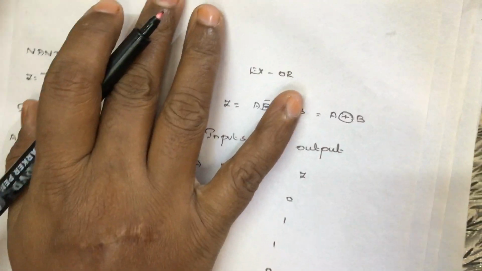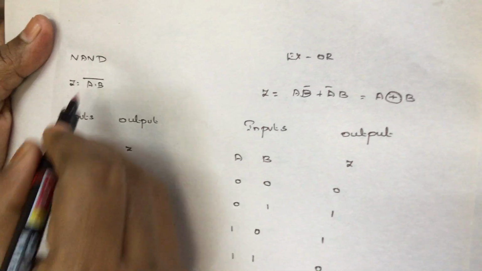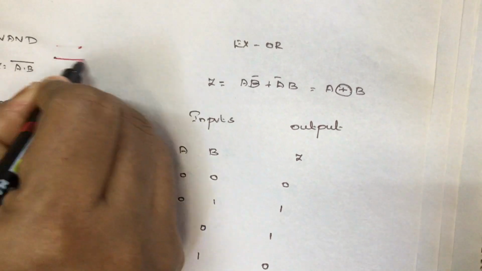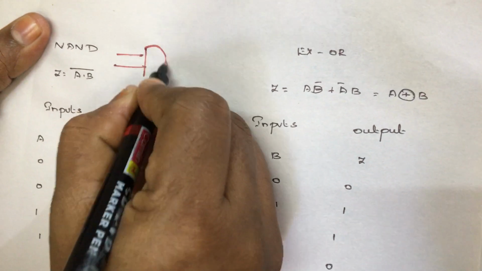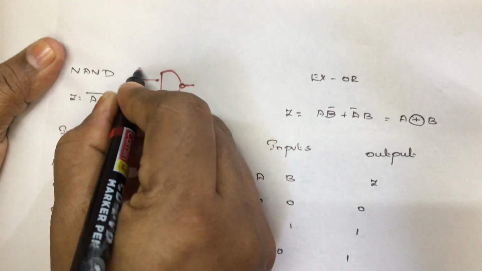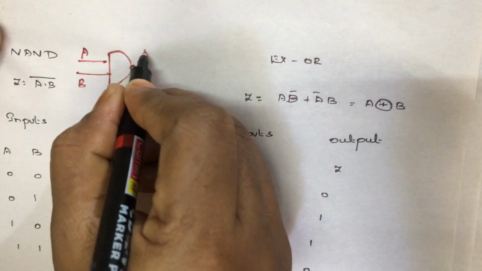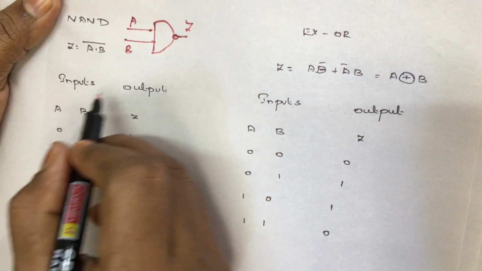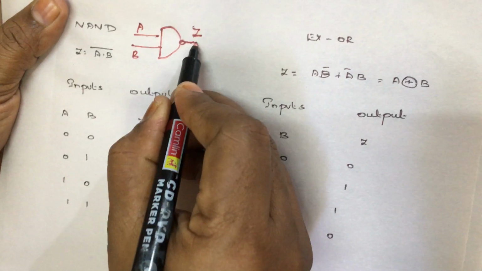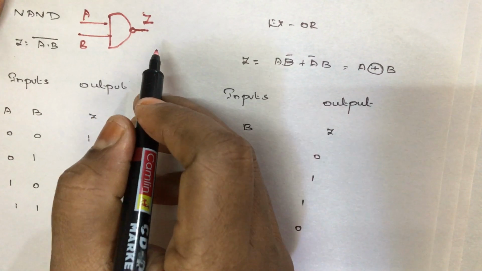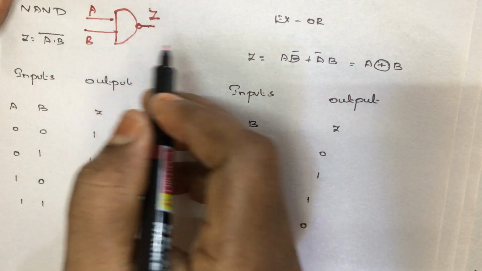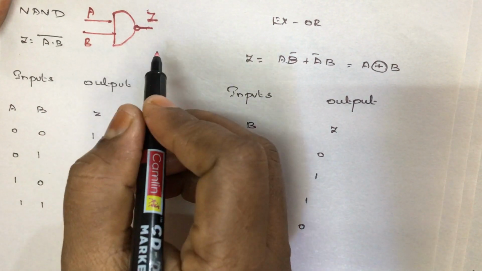And coming to the next gate, it is nothing but the NAND gate. For the NAND gate, we give the symbol as this. The inputs are A and B, and the output here I mentioned is Z. You can provide any notation, not only Z; you can provide X, Y or Z, or A, B, C, D as the inputs and the outputs.